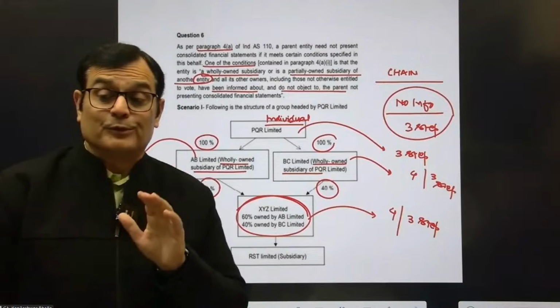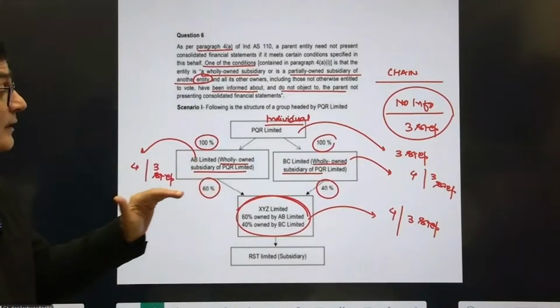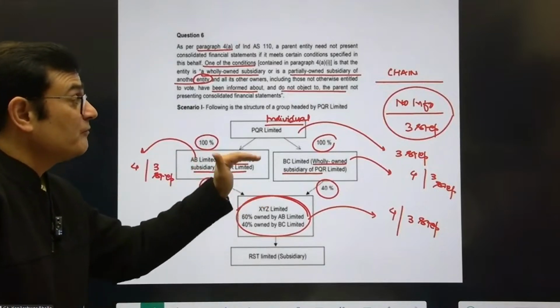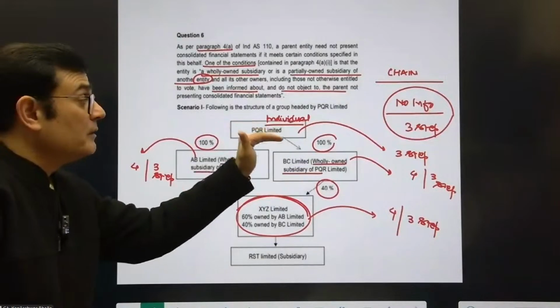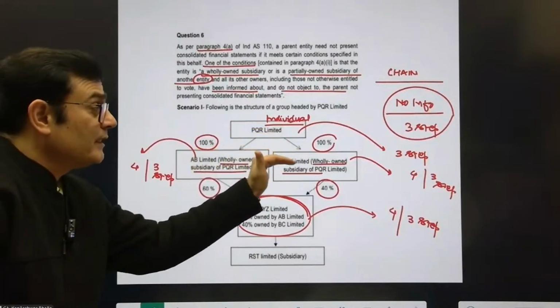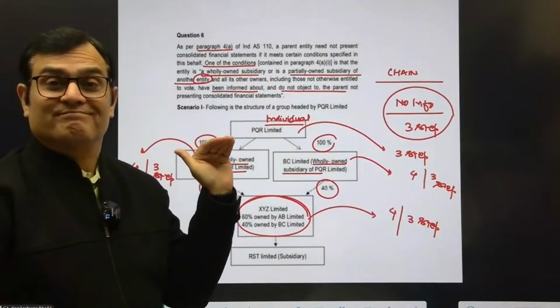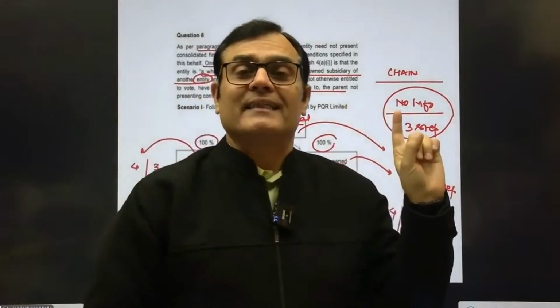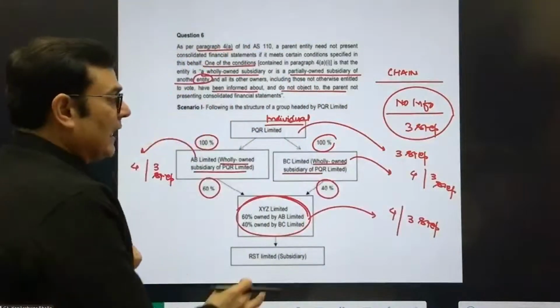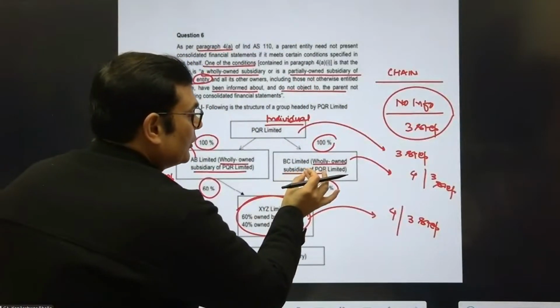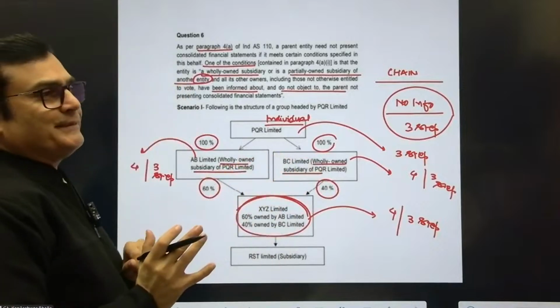No, sir. No, beta, think carefully. This time we are saying the top of the pyramid is not PQR, but there are companies here. Yes, sir. Correct? So can I say in this case, now I would need the NOC, the no objection, from BC. Am I right?